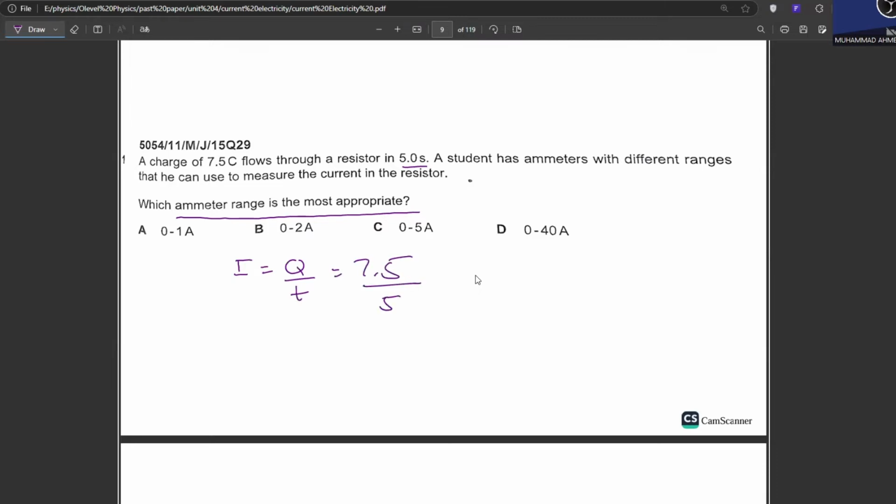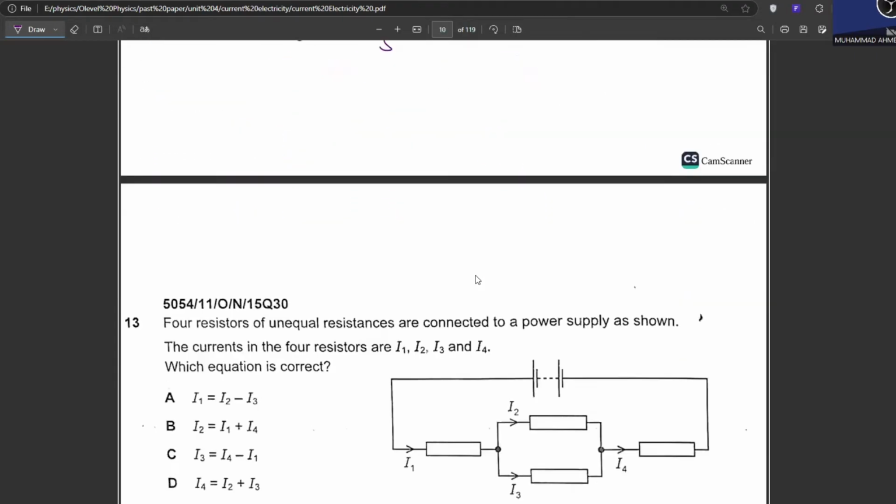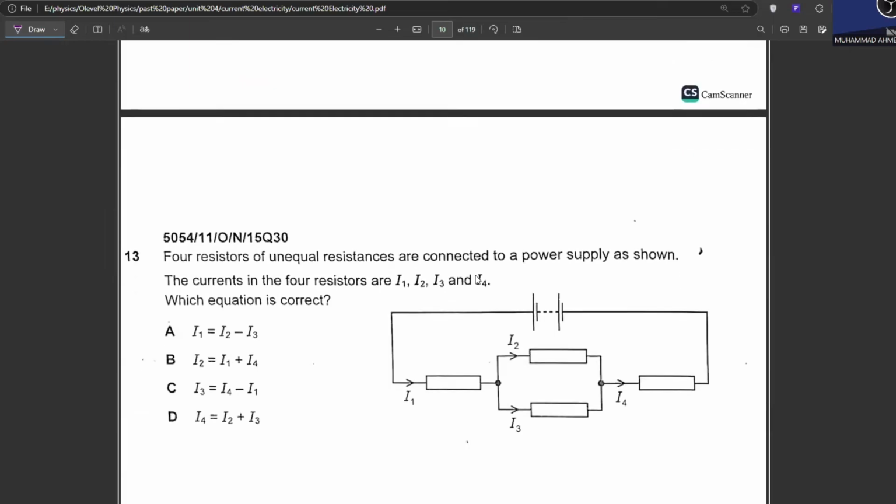What is your time? 5. Your current comes out to be 7.5 divided by 5. This comes out to be 1.5 ampere. So which one is the most appropriate? B, because A cannot measure 1.5 ampere, C is too large, D is also too large. B is the perfect ammeter for this.